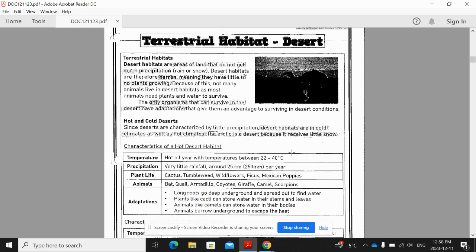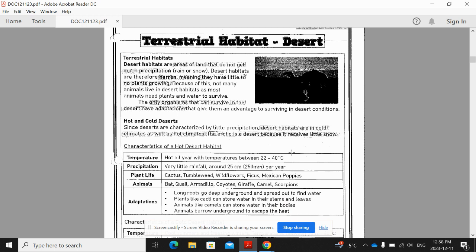Here we have the terrestrial habitat desert. So you will be answering questions to this. So I will do the reading for you. Terrestrial habitats. Desert habitats are areas of land that do not get much precipitation, rain or snow. Desert habitats are therefore barren, meaning they have little to no plants growing. Because of this, not many animals live in desert habitats, as most animals need plants and water to survive.